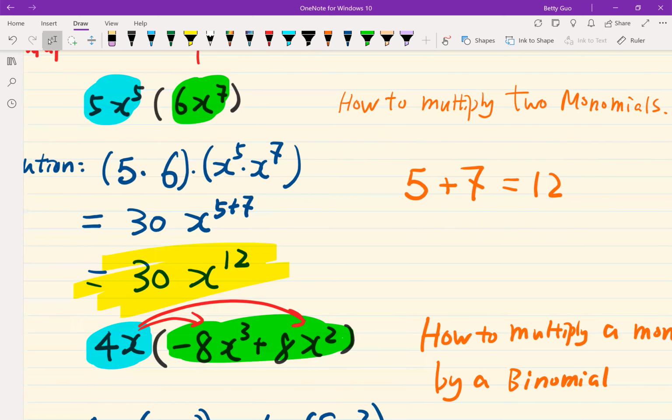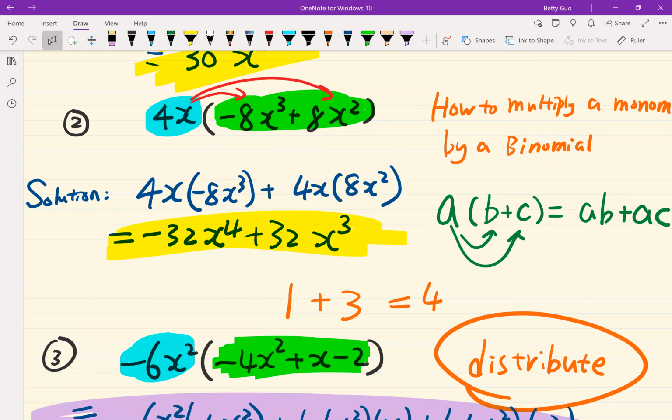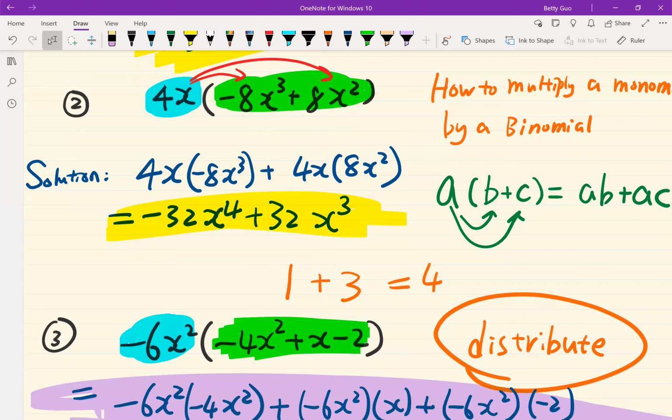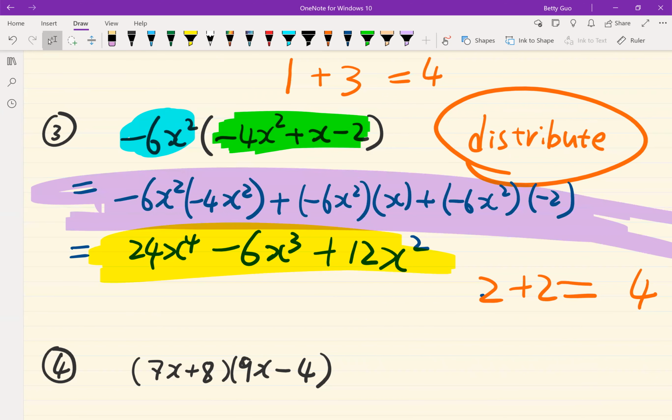I'll show you the same thing for number 2. In number 2, the blue binomial has degree 1, right? The green binomial has degree 3. So 1 plus 3 is 4, and that's the degree of the product. So you see that again. For number 3, the same thing. The blue monomial has degree 2, right? The trinomial has degree 2 as well. 2 plus 2 is 4. So before you even process the multiplication, you should know the degree of your result.